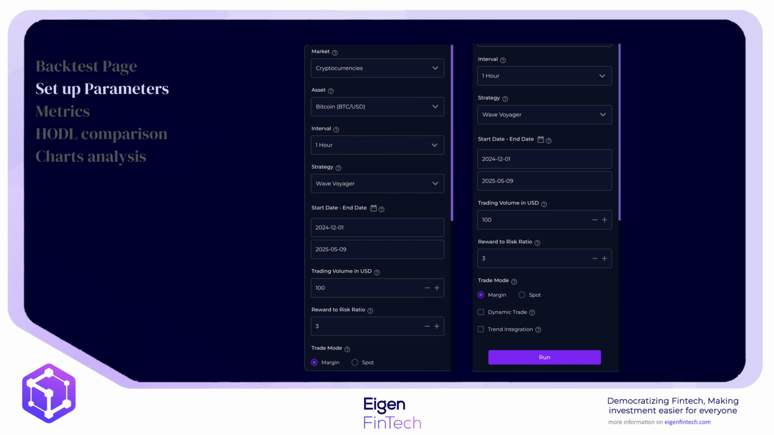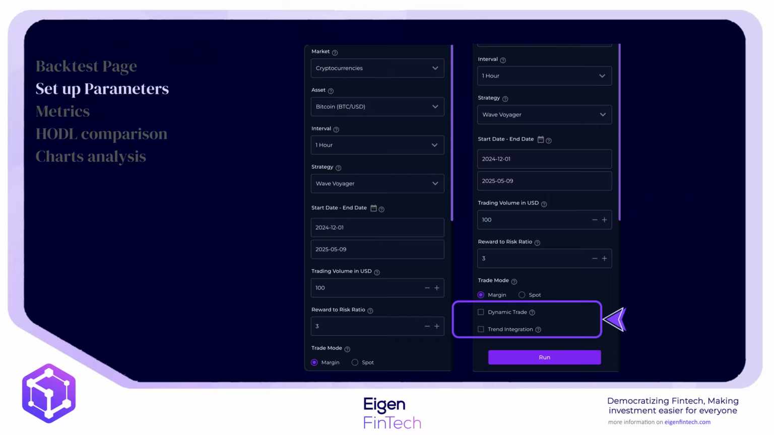Let's walk through exactly how we set up this test. We're simulating how the Wave Voyager strategy would have traded Bitcoin over the past 6 months, from December 2024 through May 2025. We've chosen to analyze 1-hour intervals, giving us detailed intraday insights. Start with $100 as our imaginary trading capital. Set a 3-1 reward to risk ratio, meaning we're aiming to make $3 for every $1 we risk. Use margin trading so we can profit from both rising and falling prices.